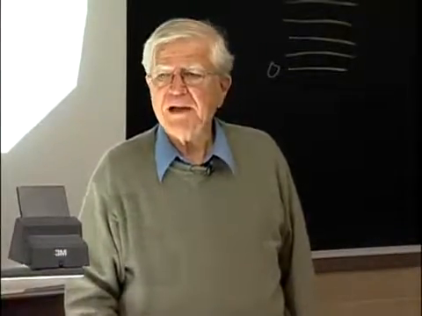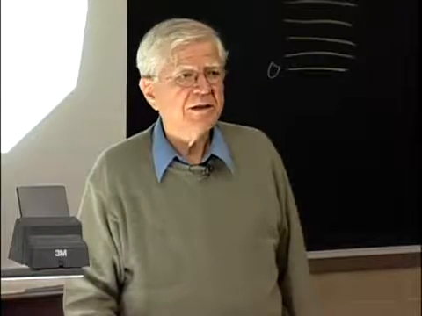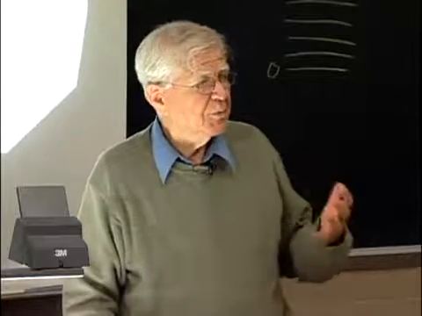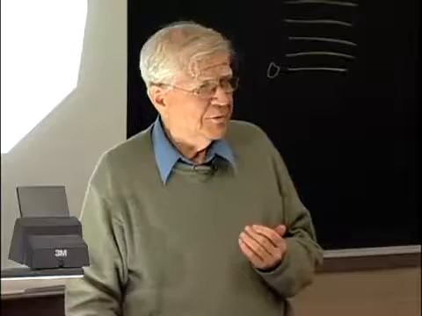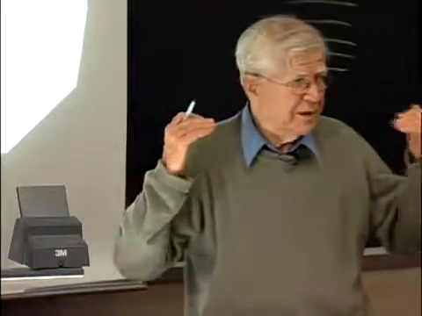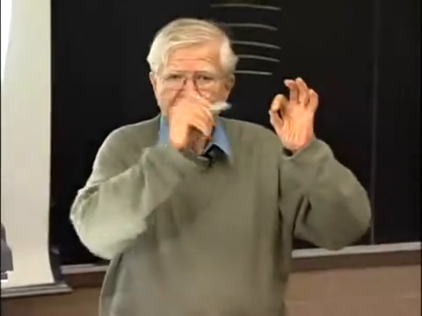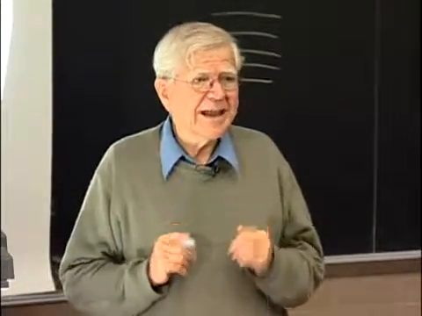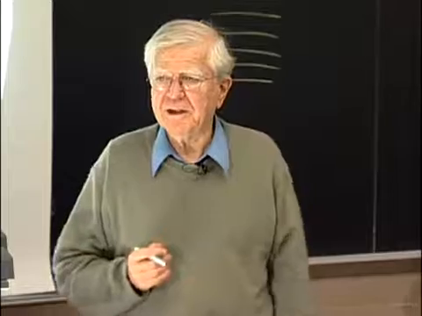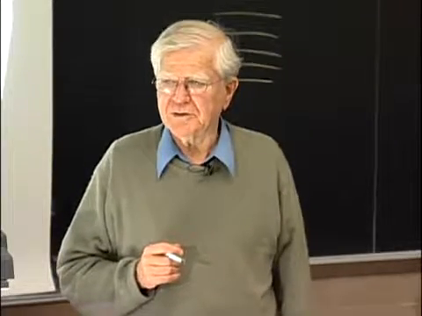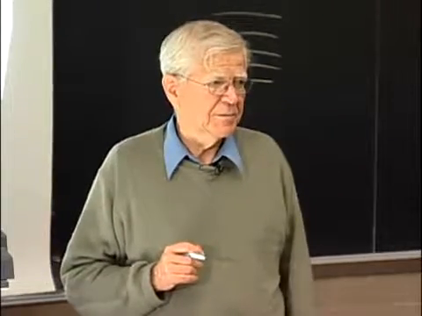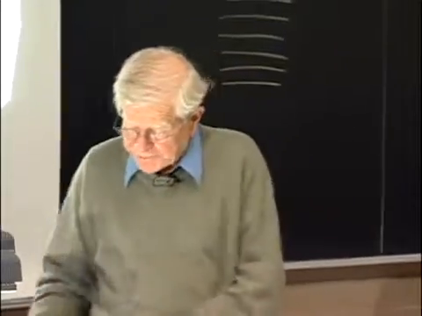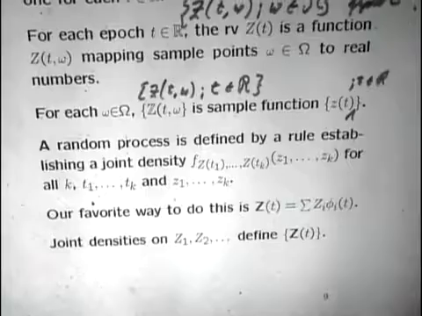So I had better be happy with the idea that, at least in principle, I would like to be able to find out what the joint probability density is for any finite set of points in time. And if I can find that, I will say I have defined this random process. And I'll see what I can do with it. Okay, so we need rules that let us find this kind of probability density.